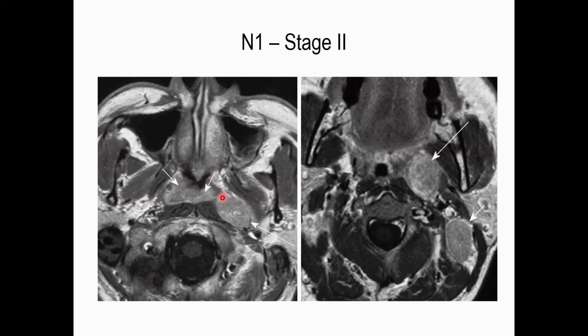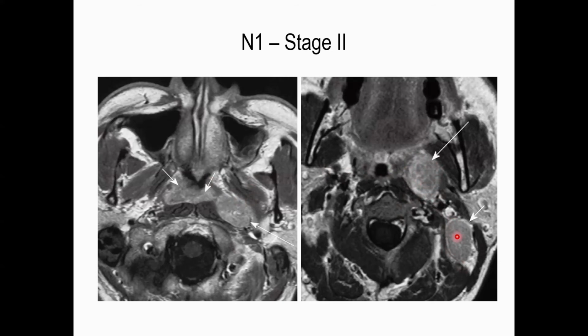Okay, so this is the retropharyngeal nodes. You have a tumor on the other side, but still this is only an N1 disease. In the same patient, on the lower cuts, you can see this is a retropharyngeal node, and the patient had a level 2 node.